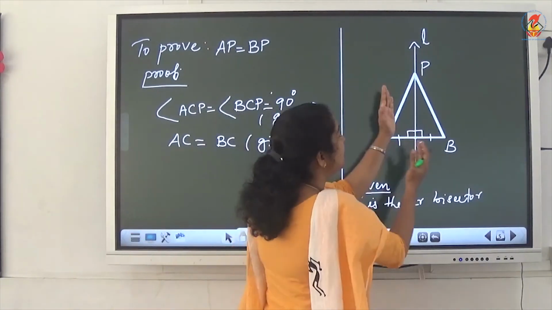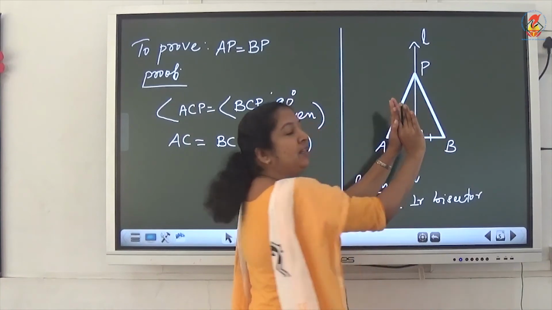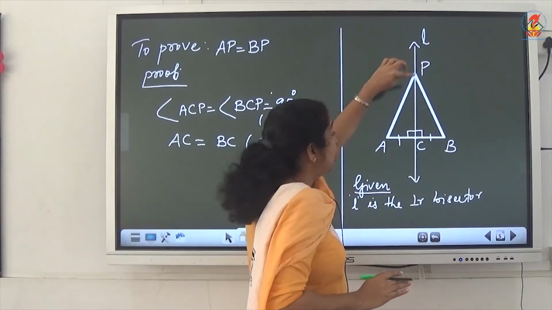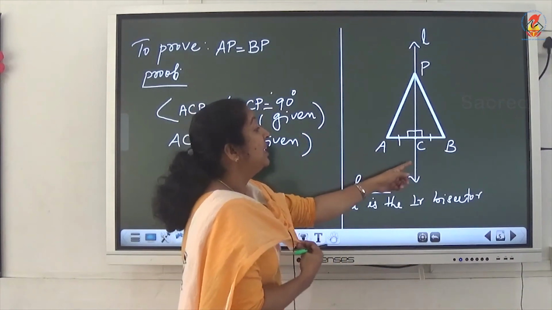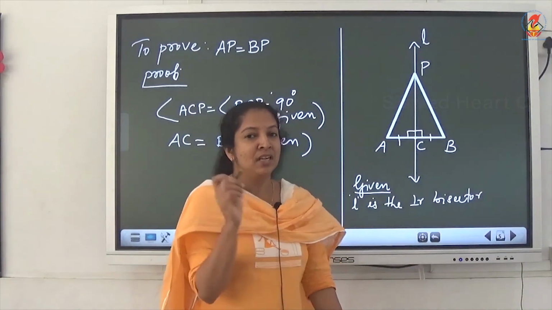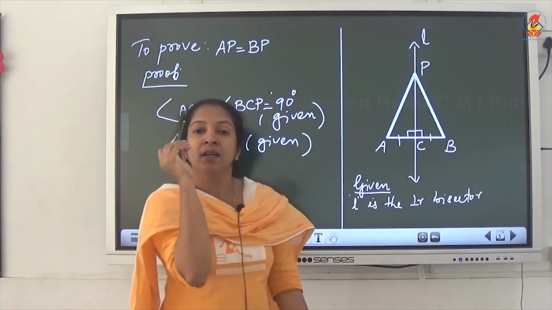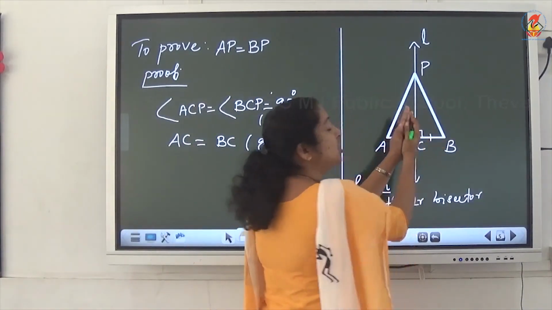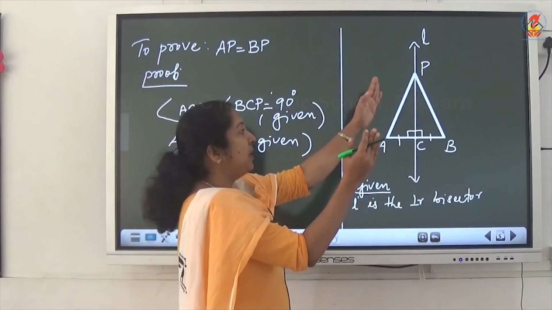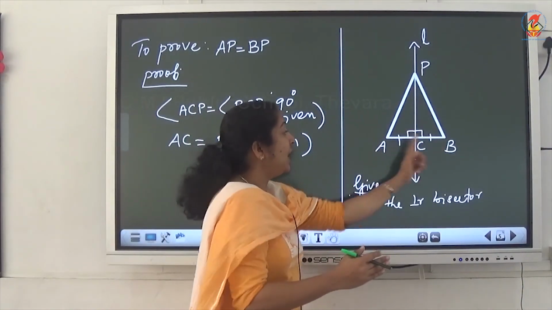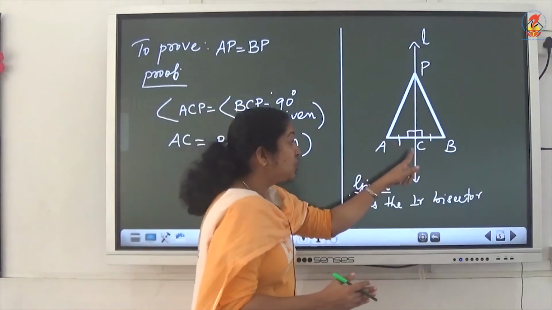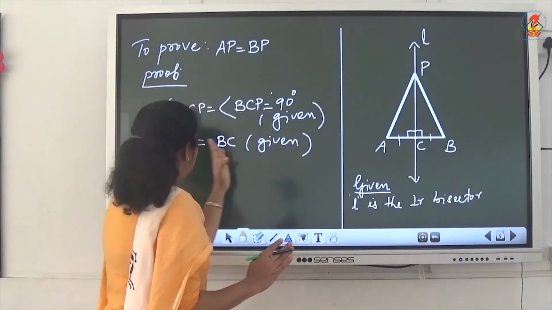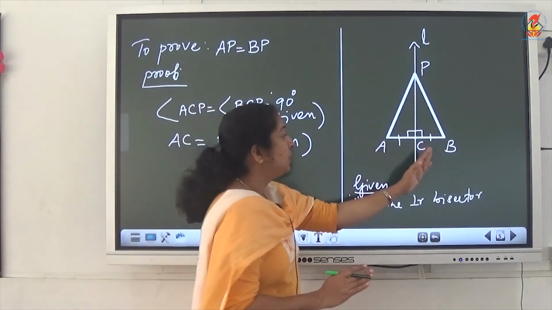If you want to keep this triangle over the other, just fold it. When you fold, P and P will coincide, A and B will coincide, and C and C will coincide. Clear? That is how we identify the corresponding parts, by keeping one over the other. So A and B are the corresponding parts for both the triangles, C and C, and last one is P and P itself. That is why I have written AC is equal to BC.